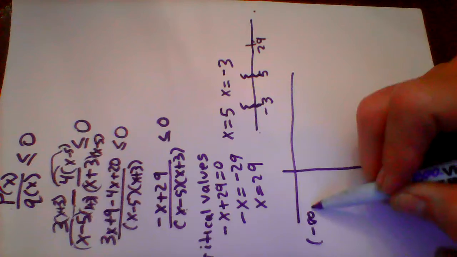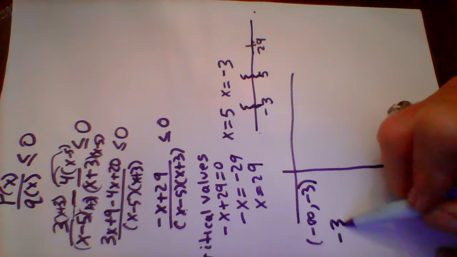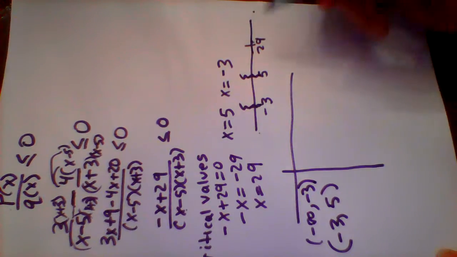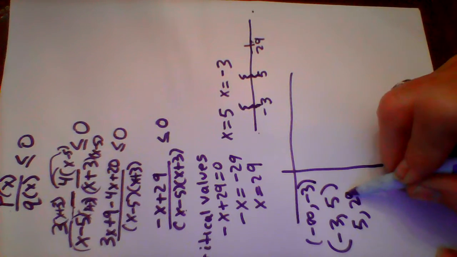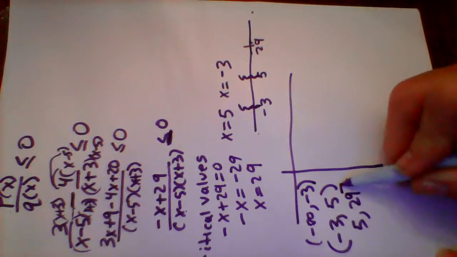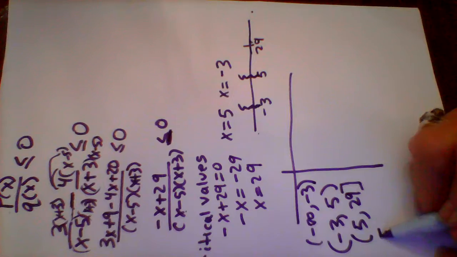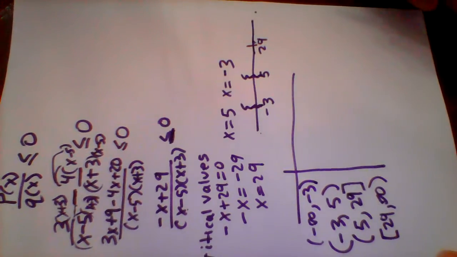So now I make my sign chart using those intervals. Negative infinity to negative 3, and I'm not allowed to use negative 3. Negative 3 to 5, and I'm not allowed to use either of those, so I'll have open intervals. 5 to 29. 29 would work in my problem because it could be equal to 0. So I'm going to put a closed bracket on 29. My last is 29 to infinity, so I'm going to put a closed bracket on 29 to infinity.